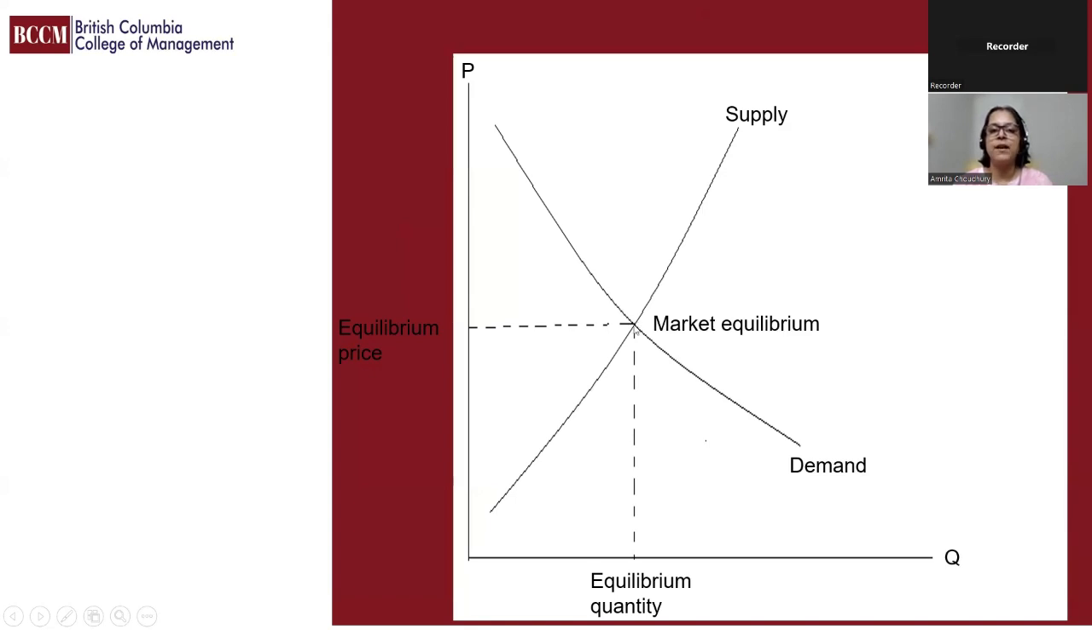That is, at this point, the demand is exactly equal to supply. Whatever quantity of output is supplied by the producers is exactly the quantity of output demanded by the consumers. So quantity supplied is exactly equal to quantity demanded at this point of market equilibrium. The price corresponding to the market equilibrium is the equilibrium price, and the quantity corresponding to the market equilibrium is the equilibrium quantity.